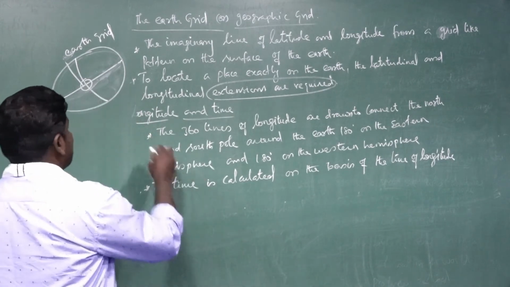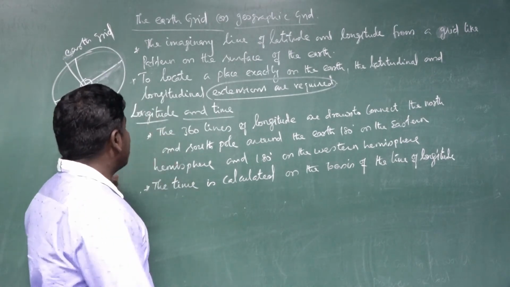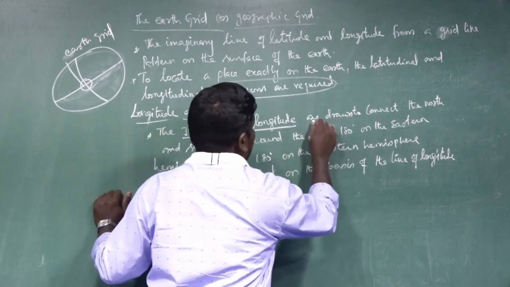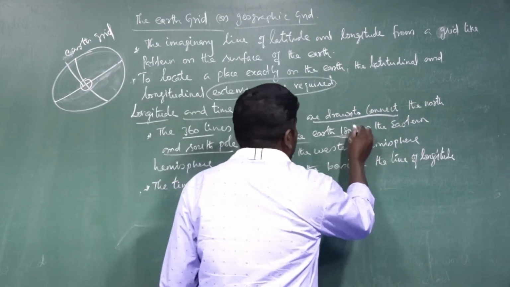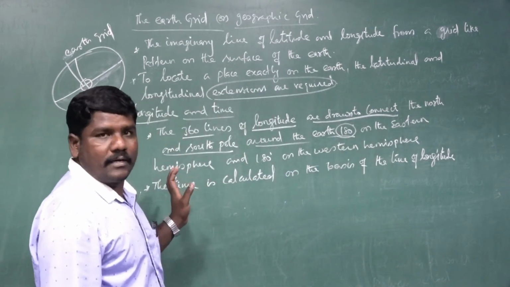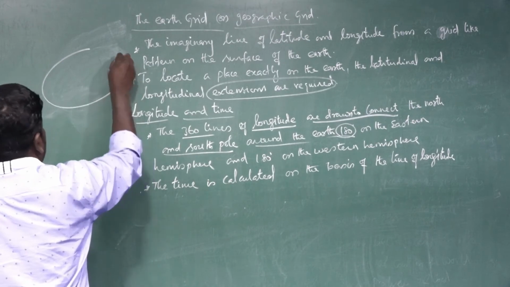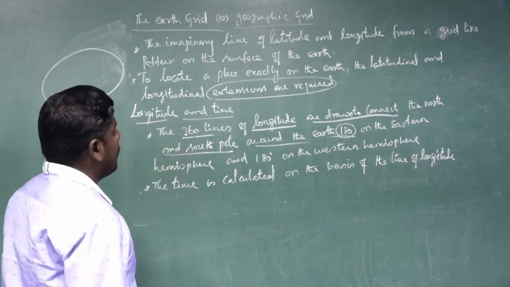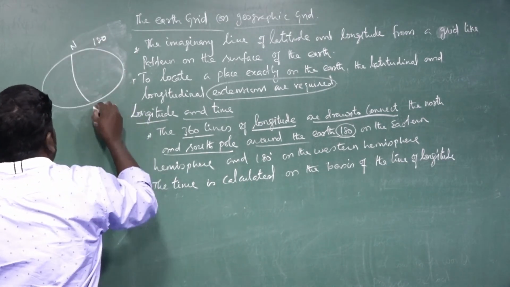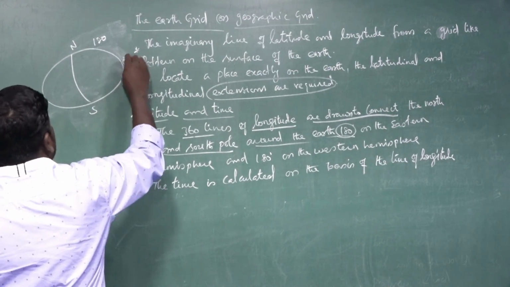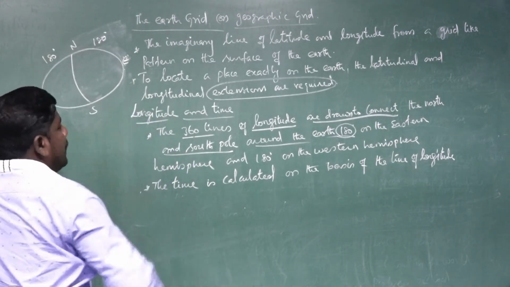The next topic is longitudes and time. The 360 lines of longitude are drawn to connect the north and the south poles around the earth: 180 on the eastern hemisphere and 180 on the western hemisphere. In this structure of the earth, the semicircle runs between the north pole and south pole, east and west, with 180 degrees on each side.